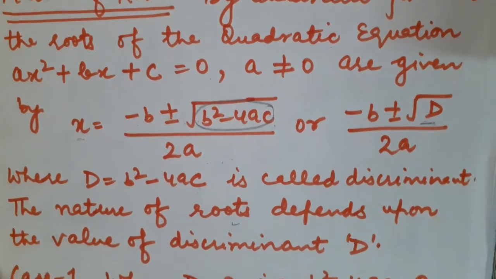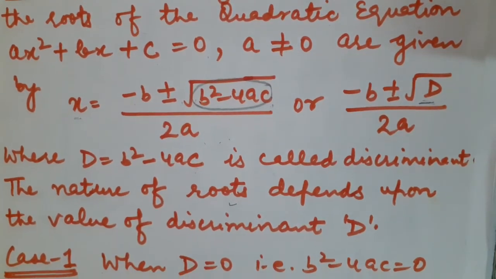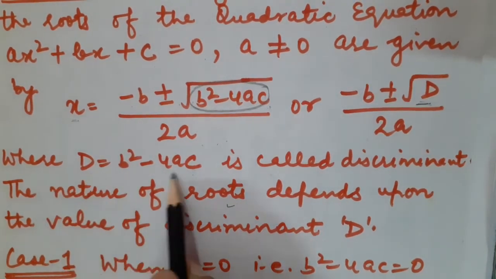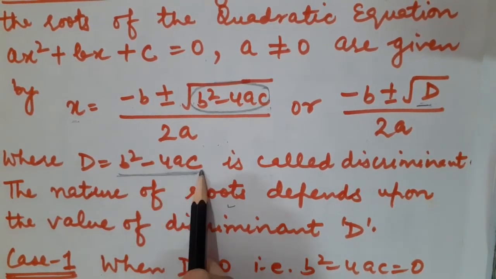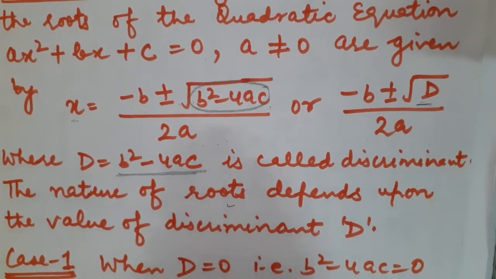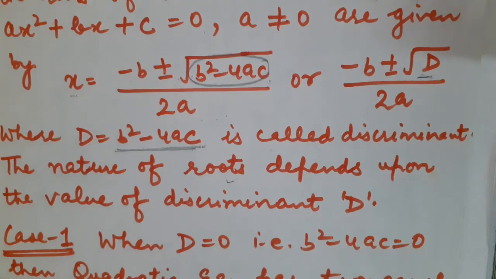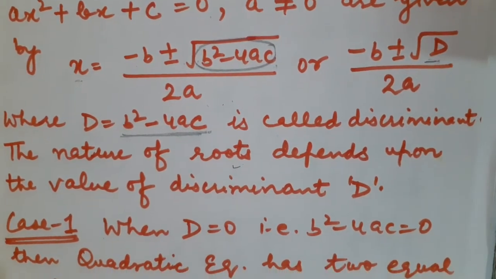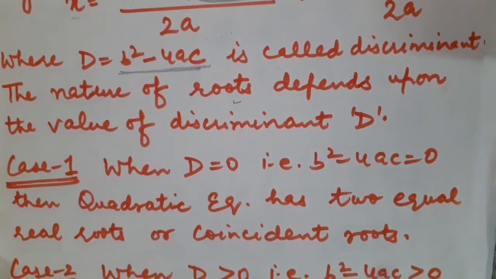Correct. Now D will decide what kind of roots will exist for a quadratic equation. D is known as the discriminant, and what is the value of D? That is B square minus 4AC in the generalized form. Now, as I have just told you, the nature of the roots depends on the value of the discriminant only. So what is case 1?